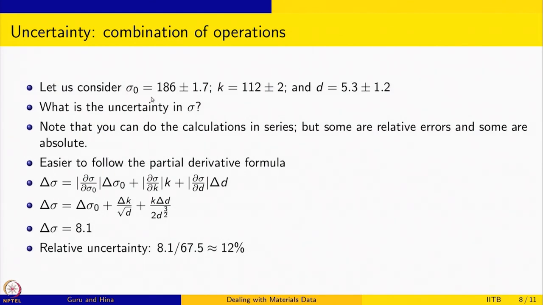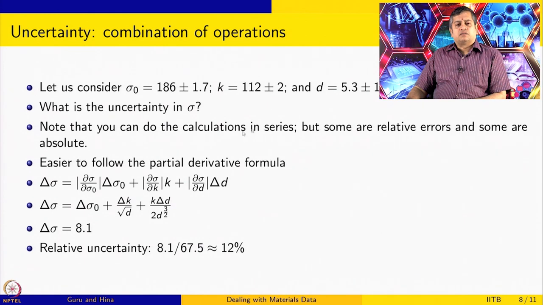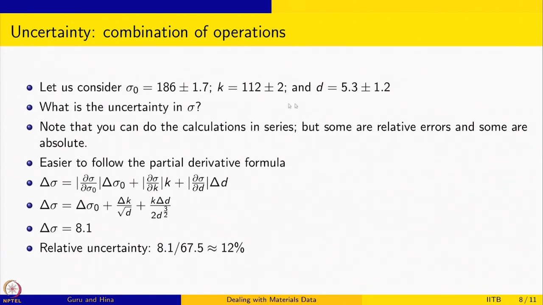And of course, you can now consider the error in all the three quantities, sigma naught, k and d, and ask the question, what is the uncertainty in sigma? You can do the calculations in series. You can calculate first the uncertainty that is coming from here, and how that uncertainty then adds to the uncertainty that is coming from here, and then you can get the total uncertainty in sigma. But because the error you are going to get from here is relative, and the other one is just the sigma, it is going to become much more complicated. The easier to follow is the partial derivative formula.